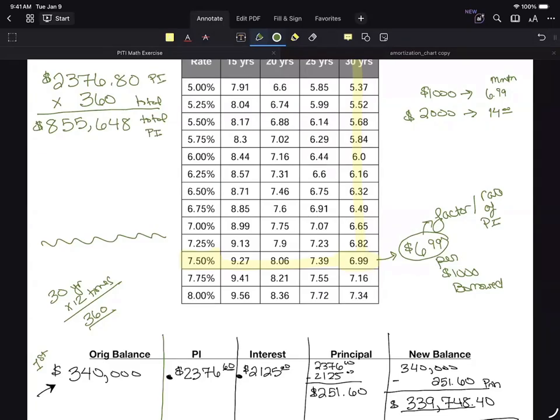Over 30 years, you would have written the bank checks for a total of $855,648. Wow. How much did we borrow again? What was our principal? $340,000. So what's the total interest you would be paying over the life of this loan? $515,648. Whew. For that, you could buy another house.